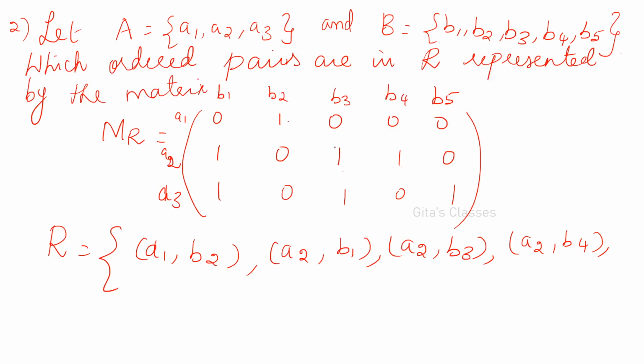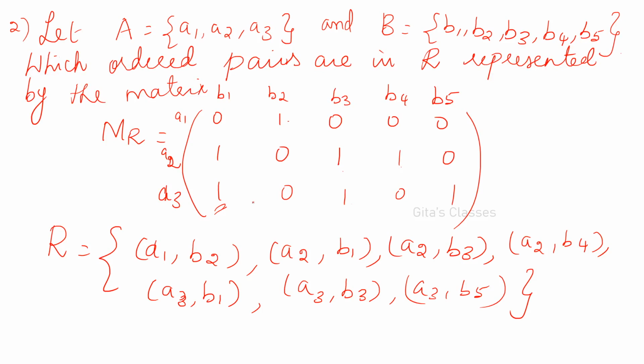A2, B4. So 1, 2, 3, 4 are over. What about this one? A3, B1. Right? Next is A3 for this one. A3, B3. And A3, B5 for the last one. So these are the elements in our relation R. If the relation is given, you know how to write the matrix. And if the matrix is given, you should know how to write the relation. Okay. Next, third question.